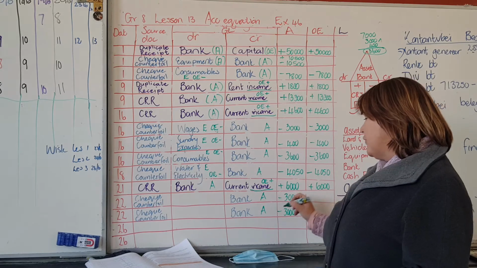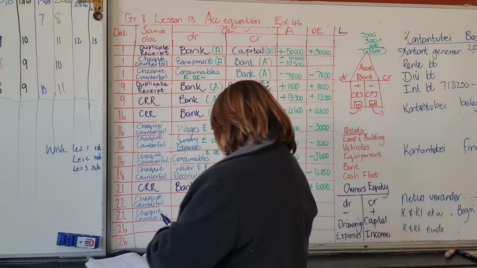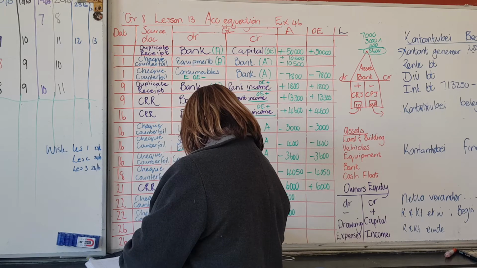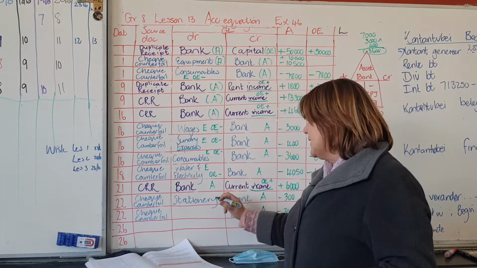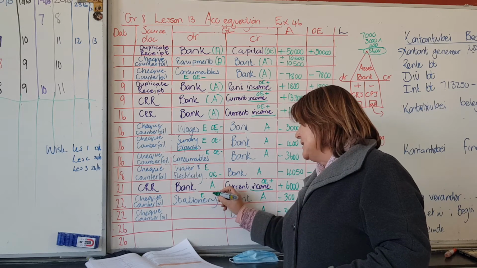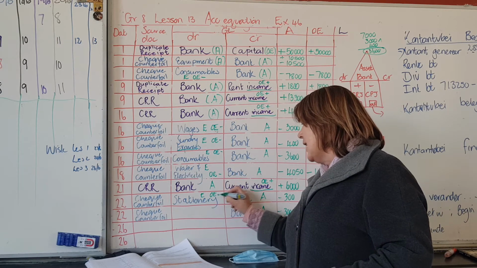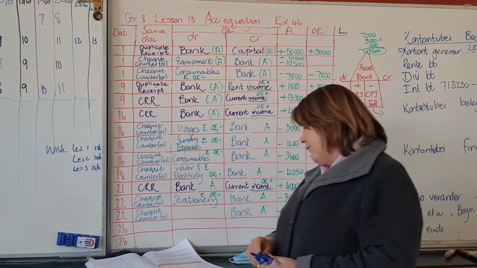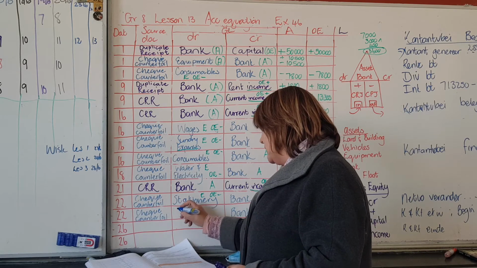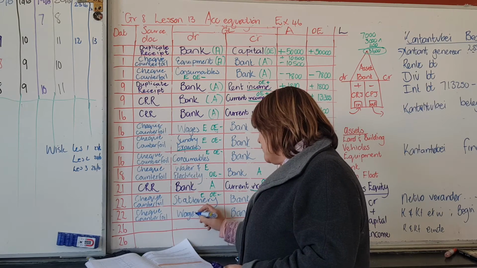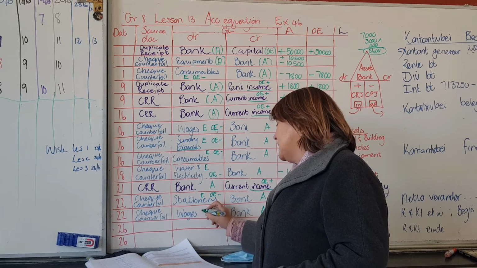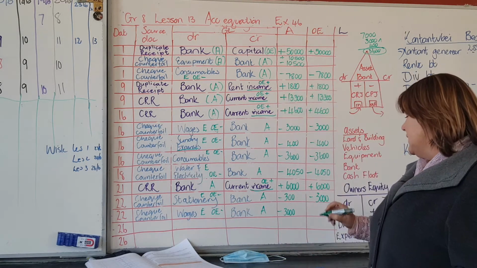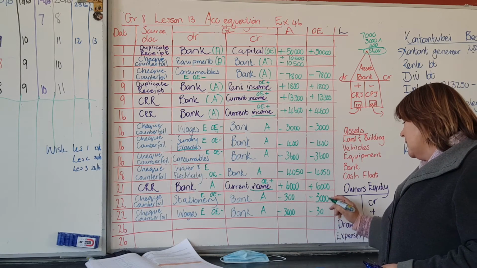What did you buy with the 300 Rand? You bought stationery. And stationery is an expense, and it decreases your owner's equity. What did you pay with the 3,000 Rand? Wages. So wages, remember, it's an expense, so it decreases your profit, so it decreases your owner's equity.